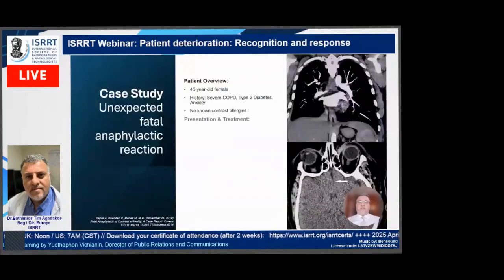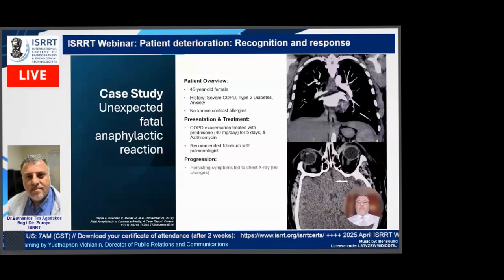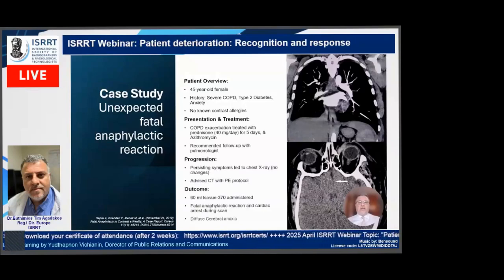Okay, so now let's look at an example of what an anaphylactic reaction can do to the patient. Here's an intriguing case of sudden fatal anaphylactic reaction to contrast media, which was reported by Sapra and others in 2019. It involved a 45-year-old woman with a history of severe chronic obstructive pulmonary disease, diabetes type 2, and anxiety. She had no known allergies to contrast media.